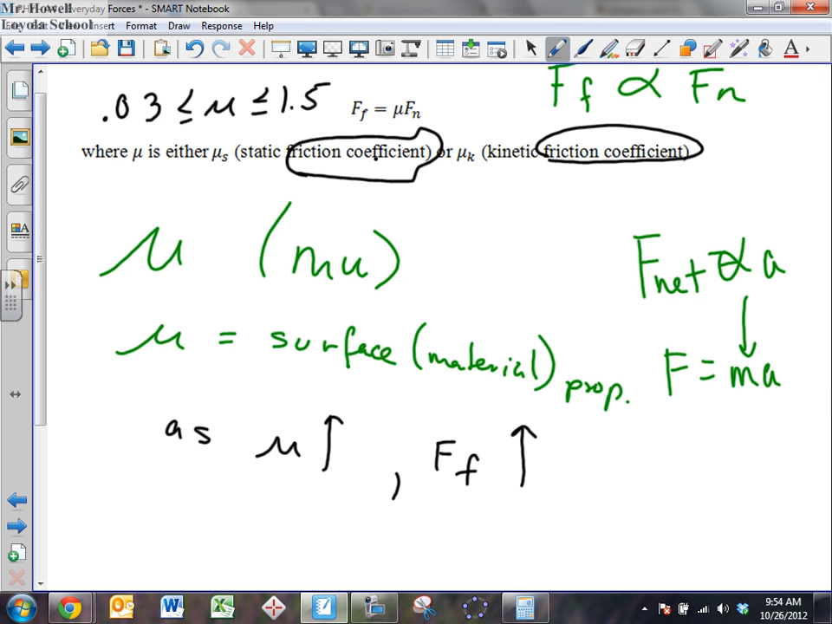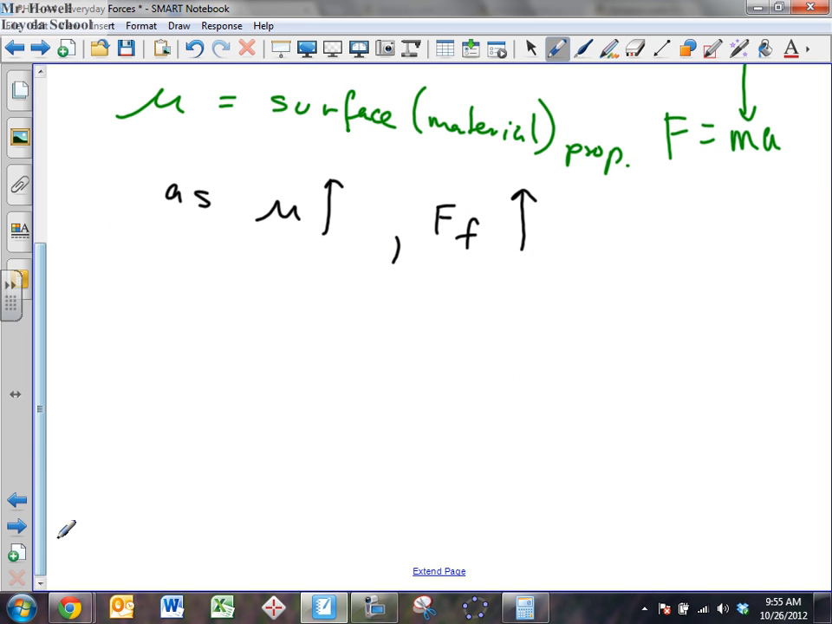From that, can somebody make a statement about the relationship between mu s and mu k? Paul? Mu k is less than or equal to mu s. Very good. That's exactly right, Paul. Hold on. Since mu s is the static friction and it's tougher than kinetic, we say that mu k is either less than, I like how you said that by the way, less than or equal to mu s.